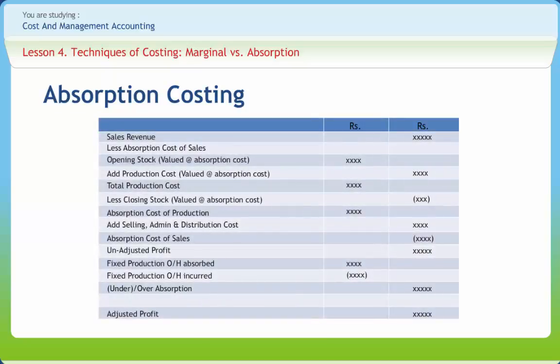Under variable or direct costing, the fixed manufacturing overhead costs are not allocated or assigned to the products manufactured. Variable costing is often useful for management's decision-making. However, absorption costing is required for external financial reporting and for income tax reporting.